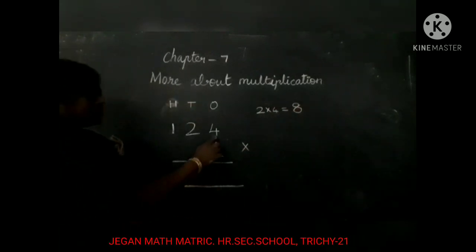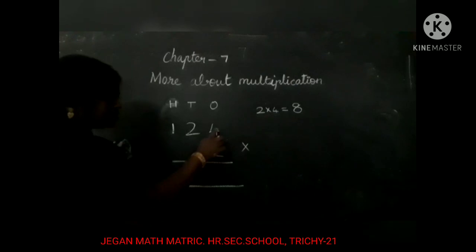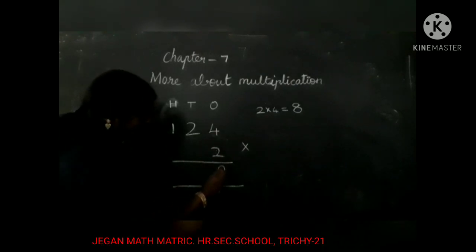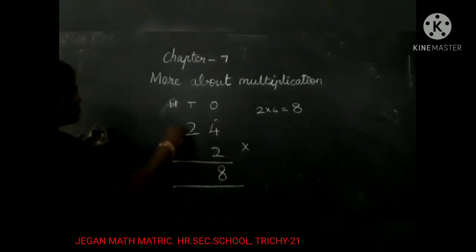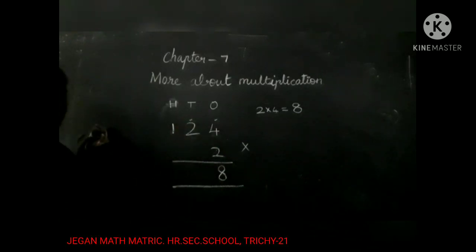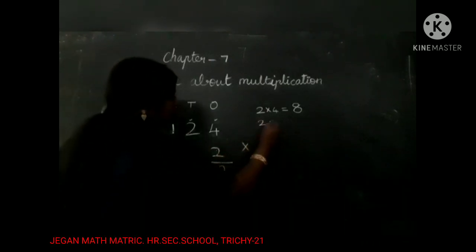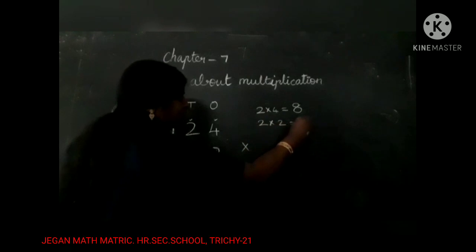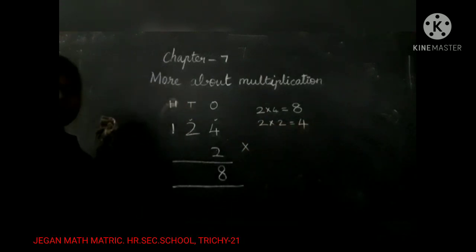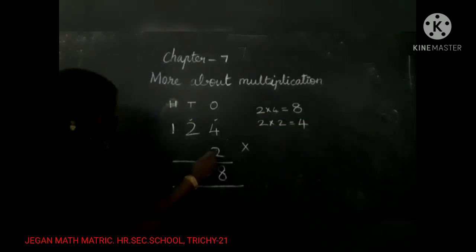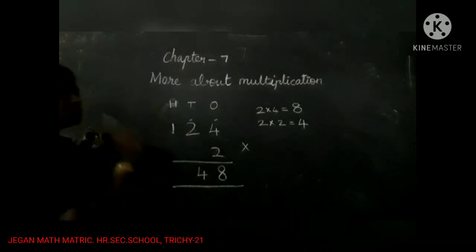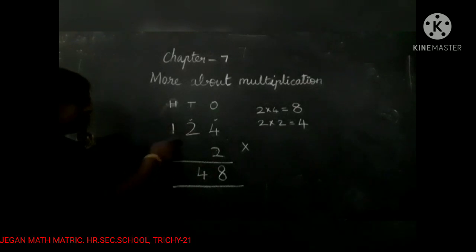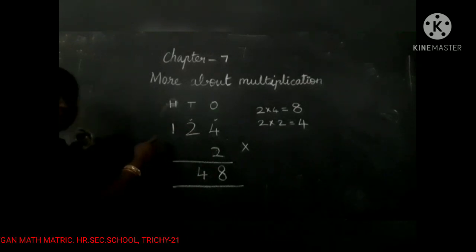If we multiply these two numbers, we get the answer 8. This one is over. Now we can move to the next number, 2. 2 twos are, what is the answer? 4. 2 twos are 4. This is also over. The hundreds line alone is balance.